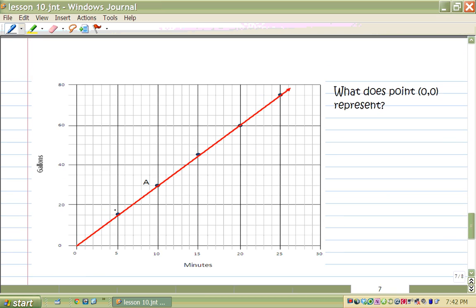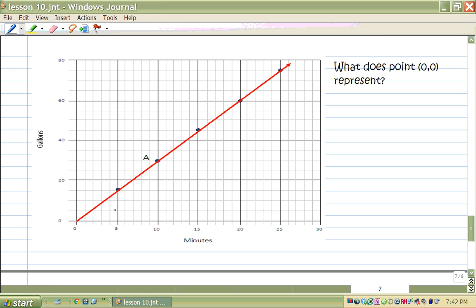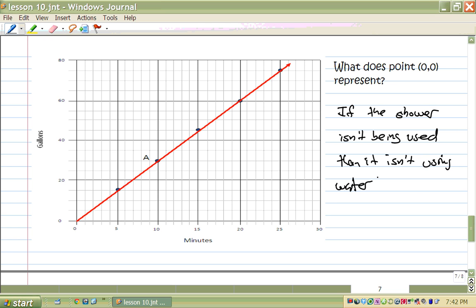Moving on. Now, what does point 0, 0 represent? Well, it's a good question, but I don't think it's that hard of a question. What does it represent? Think about that. It means that if the shower isn't being used, then it isn't using water. I mean, that's common sense, right? You have no minutes, you're going to use no water. That's what that means. That's what 0, 0 represents. Pretty easy? I think so.